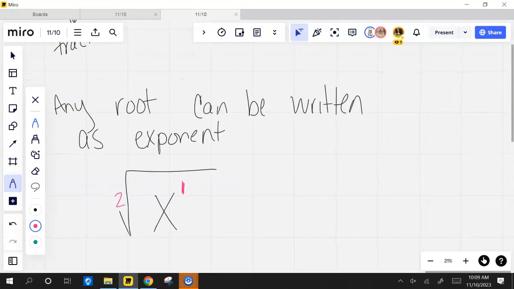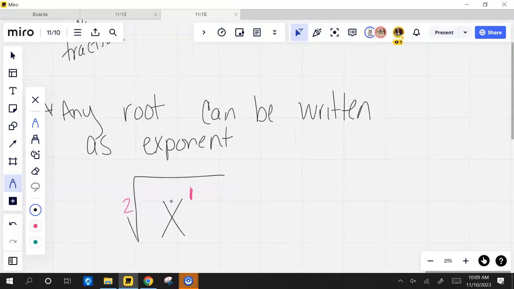Here's what happens. To write it as an exponent, I keep the base the same, and I make a fraction out of this divided by this. That's right. So this will be x to the 1/2.